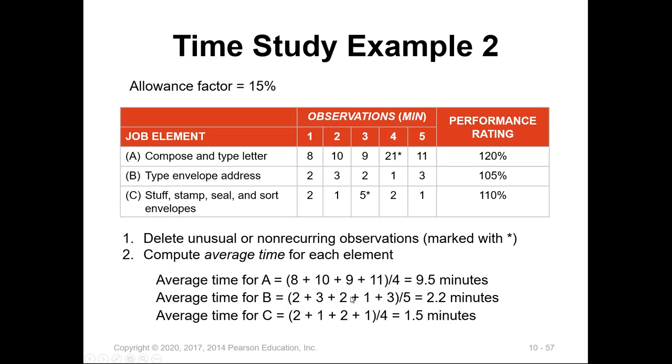Using 21 would skew the data, and it will not be the same timing, and that's why it was taken out. The same for the stuff, stamp, seal, and sort envelopes. We have 5 that is considered an outlier, so we took it out and we used 2 plus 1 plus 2 plus 1 divided by 4, which will equal 1.5 minutes, again within the range of the timing for that element.